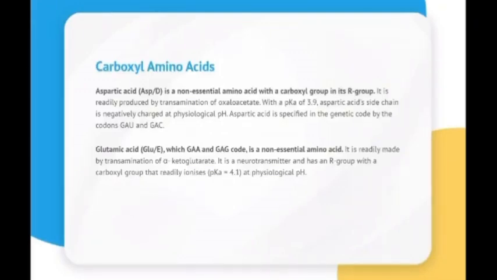Glutamic acid, which GAA and GAG code for, is a non-essential amino acid. It is readily made by transamination of alpha-ketoglutarate. It is a neurotransmitter and has an R group with a carboxyl group that readily ionizes, pK equals 4.1, at physiological pH.